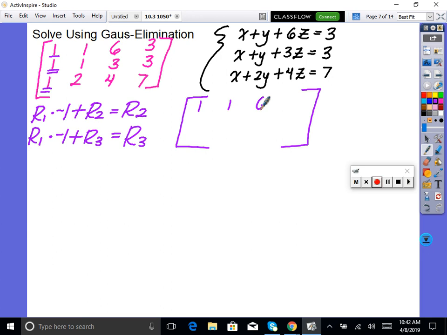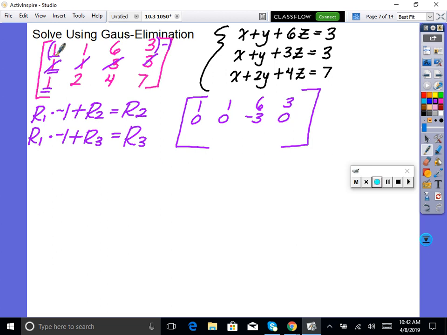So 1, 1, 6, 3. Okay, now let's all focus and not make errors here. So that times negative 1. Negative 1 plus 1 is 0. Negative 1 times 1 is negative 1 plus 1 is 0, isn't it? Yeah. Negative 1 times 6 is negative 6. So negative 6 plus 3 is negative 3. Negative 1 times 3 is negative 3. Negative 3 plus 3 is 0.